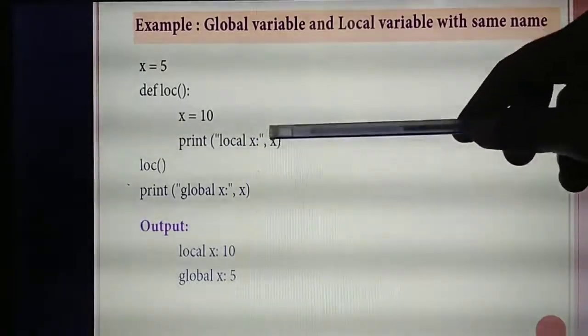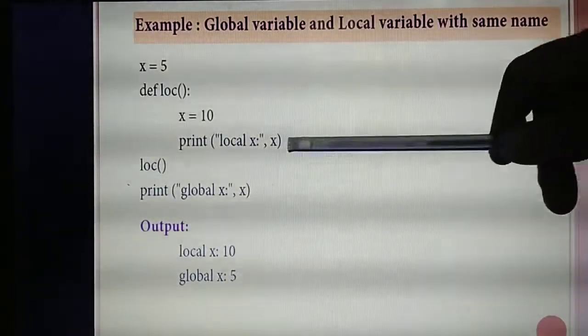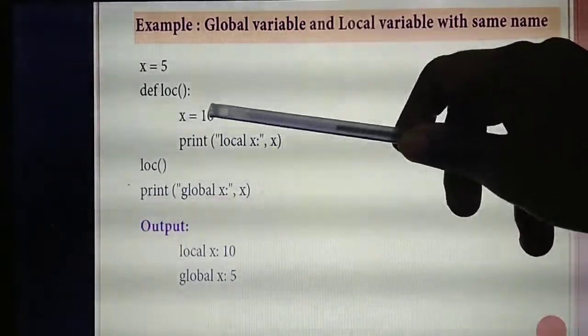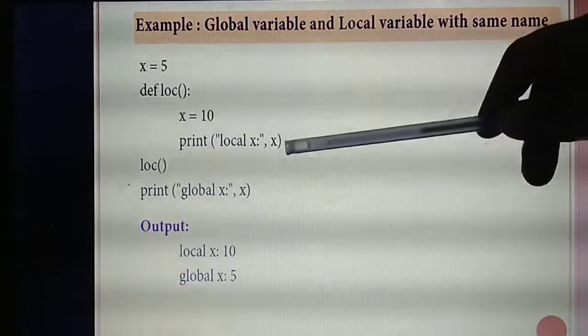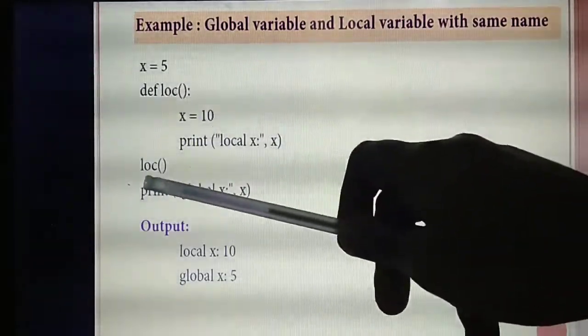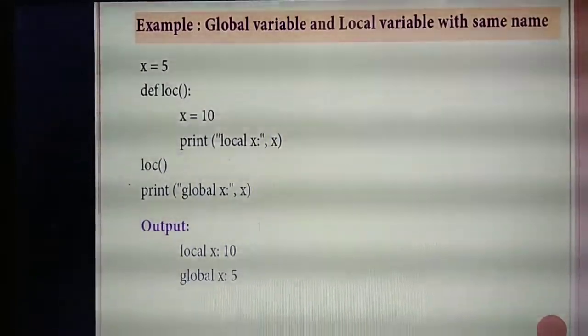Now inside the function you are giving one print statement: local of x is x. Think and say, what's the value of x here? 10. Why? You have defined it inside the function, and only that value you are going to print. Then the function will get over, since you are calling the function.